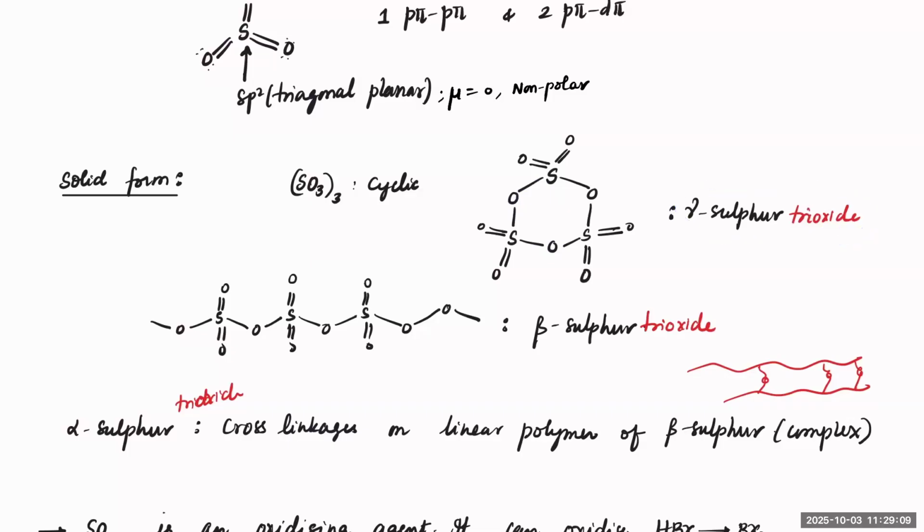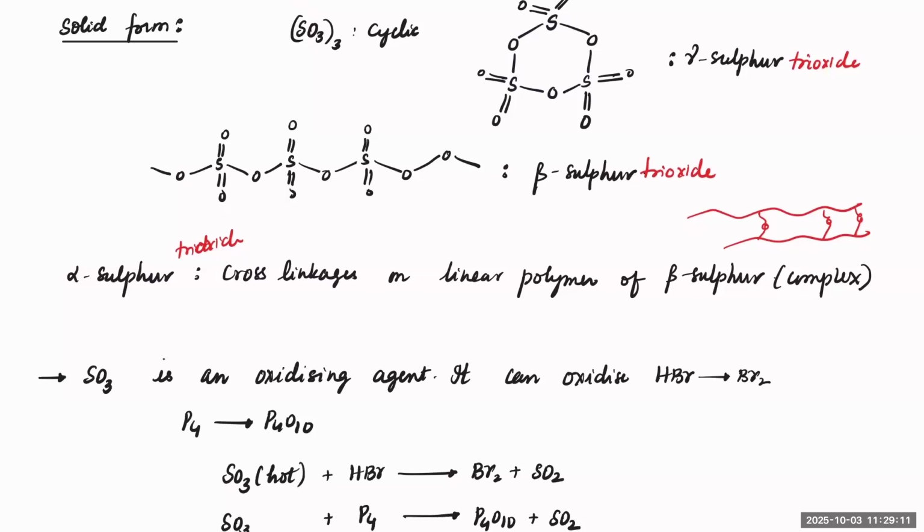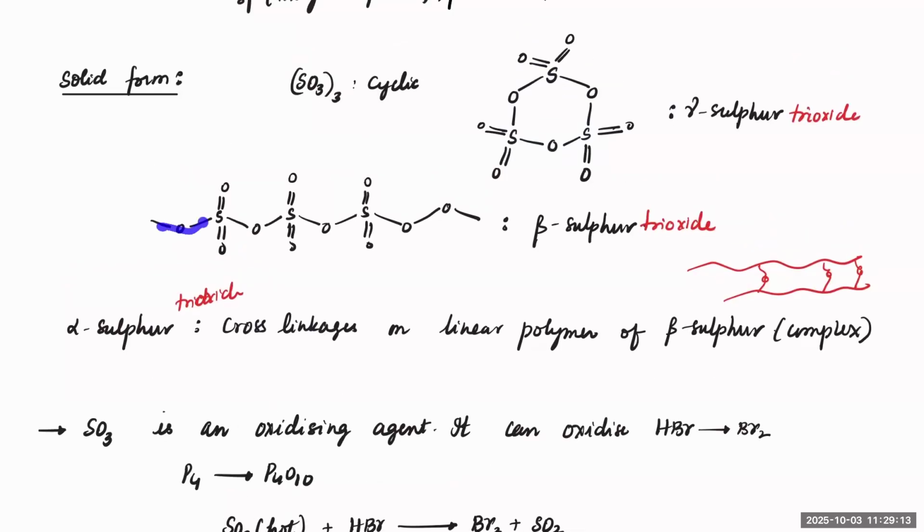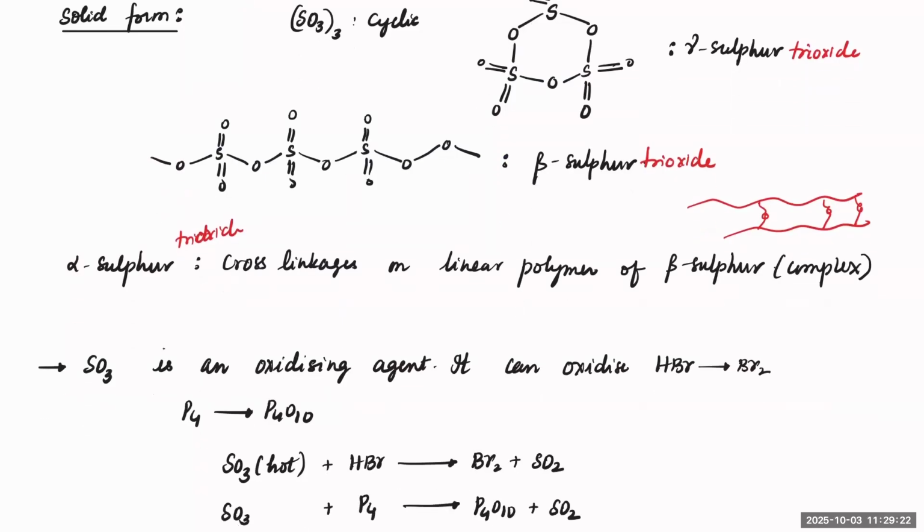While if SO3 starts forming a chain-like structure, a straight chain, that is called beta sulfur trioxide. Now, if we have cross links on a linear polymer, that means the same linear polymer is there and you have all the cross link forms here like this, cross link forms of this beta form, then that is called alpha sulfur trioxide.